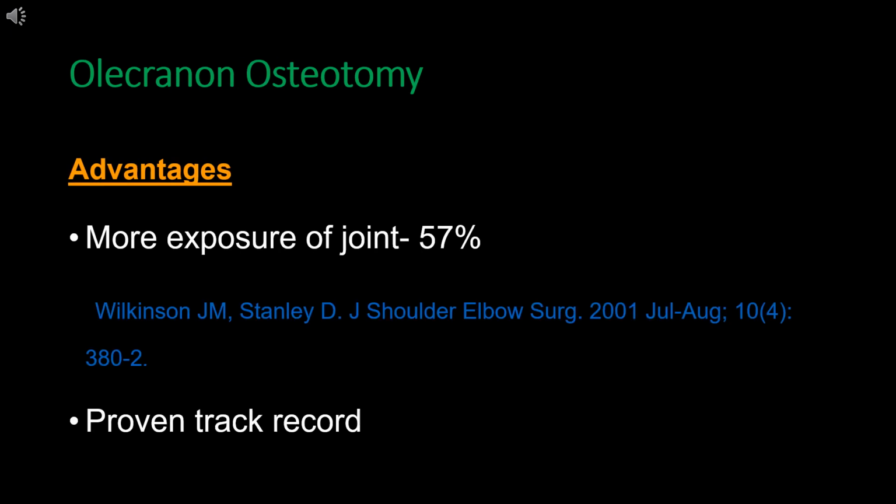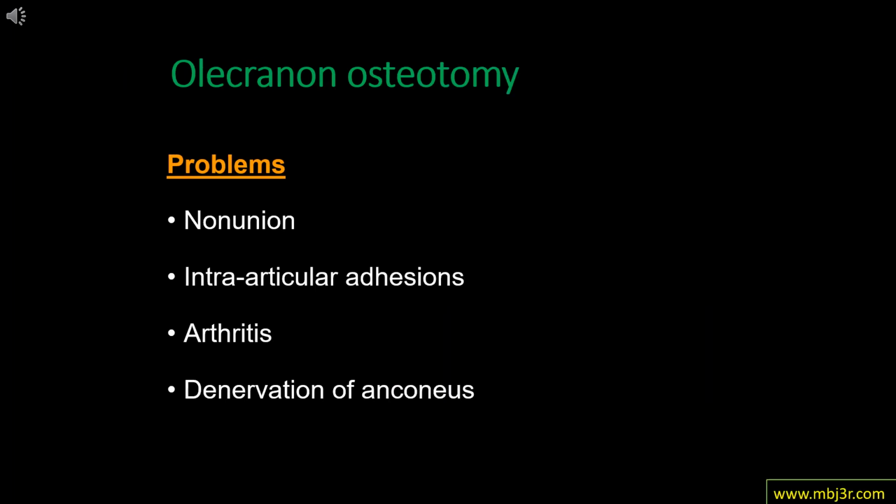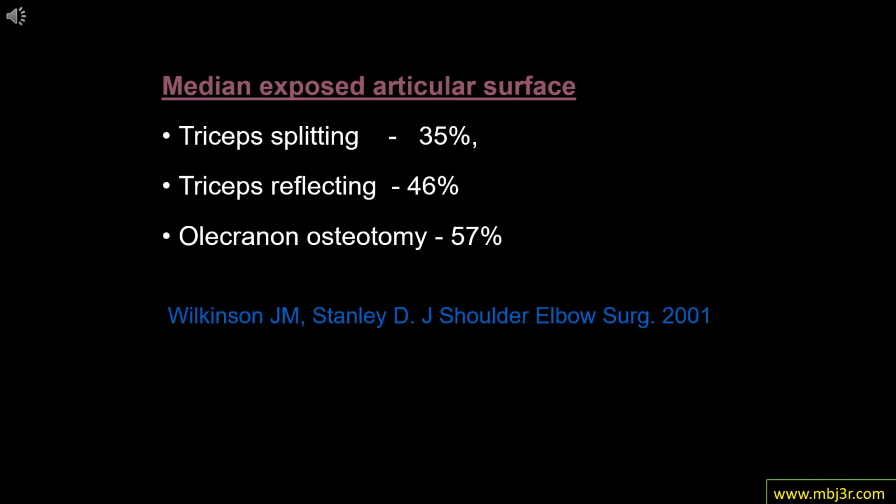Coming to the olecranon osteotomy, the advantage is that exposure is good. Almost 57% of the joint can be seen. It has a proven track record, but it has problems: non-union of the osteotomy site, intra-articular adhesions, arthritis, and denervation of the anconeus. The median exposed articular surface through the three approaches is: triceps splitting almost 35%, triceps reflecting 46%, and olecranon osteotomy provides the maximum visibility of the intra-articular surface, almost 57%.